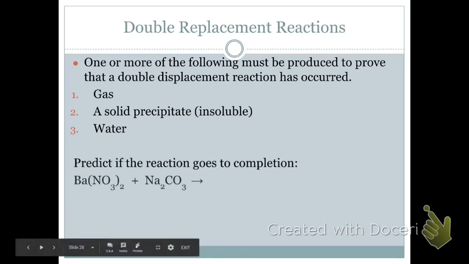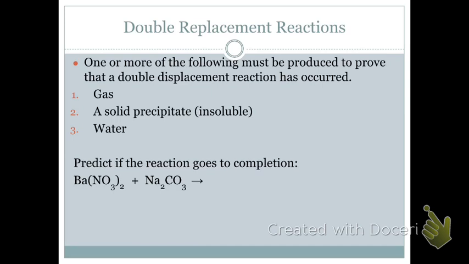Let's do an example. So Ba(NO3)2 and Na2CO3. Will this reaction occur? I'm going to do the reaction. So barium's going to form with CO3. Ba is Ba plus 2. CO3 is minus 2, so we're good there. And then NaNO3. Before I balance, I actually want to make sure if this works. So what I did is I did a double replacement.